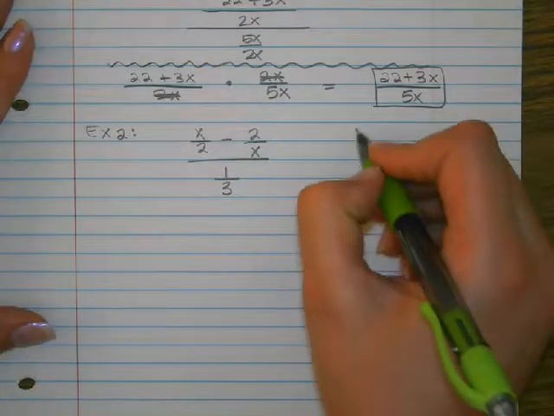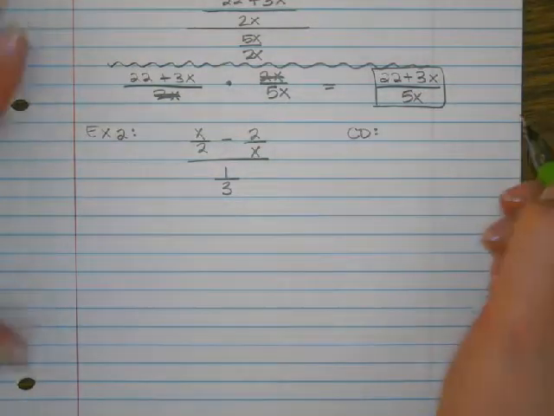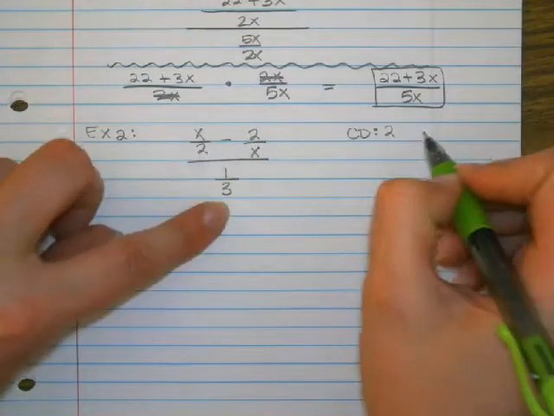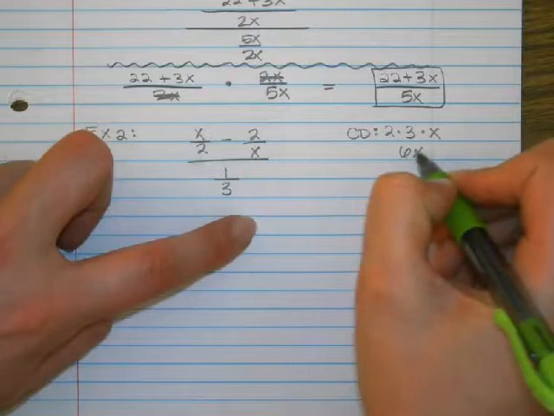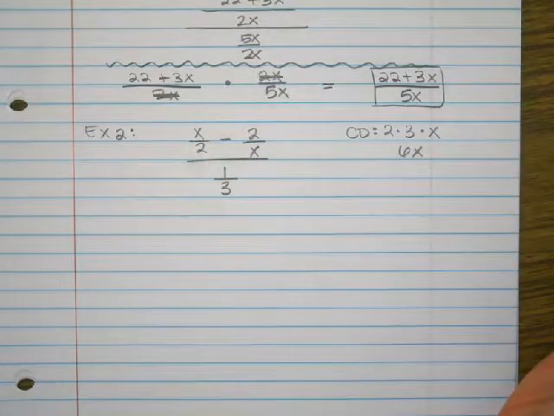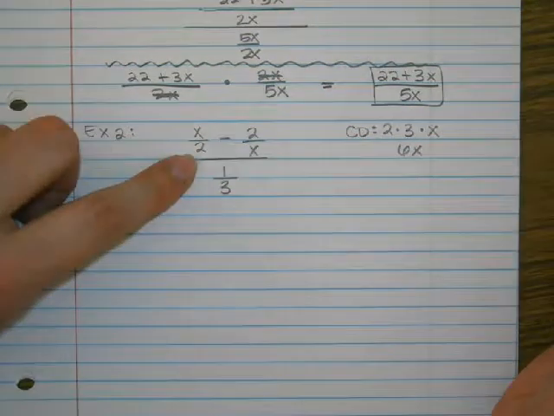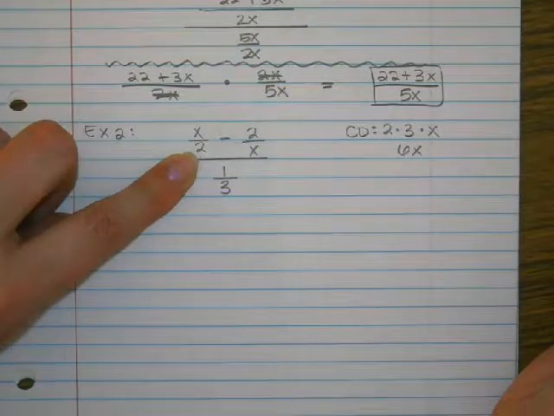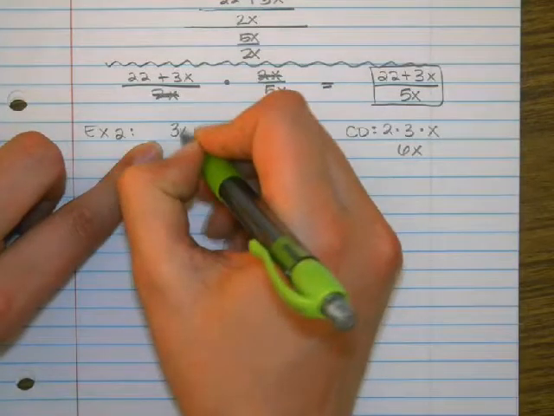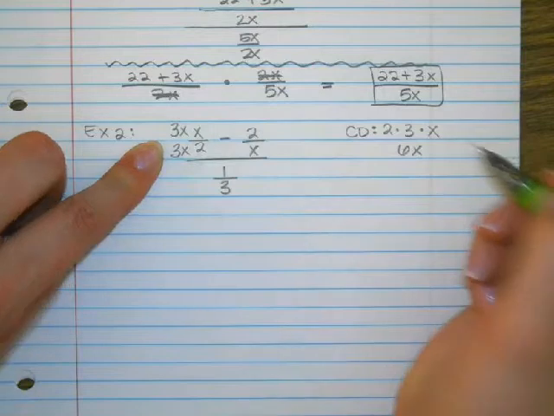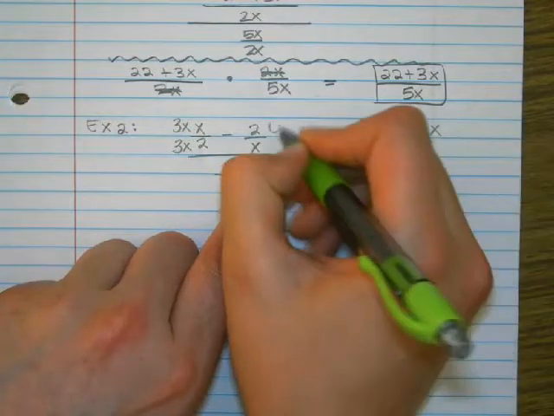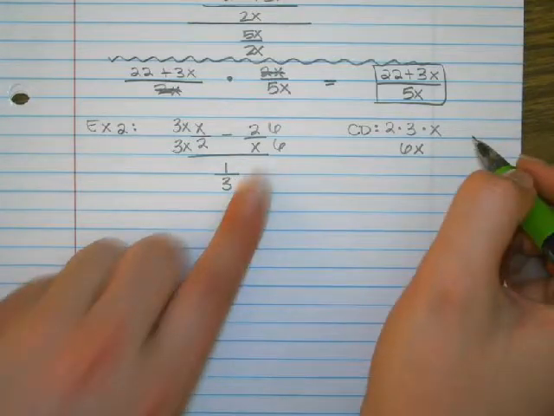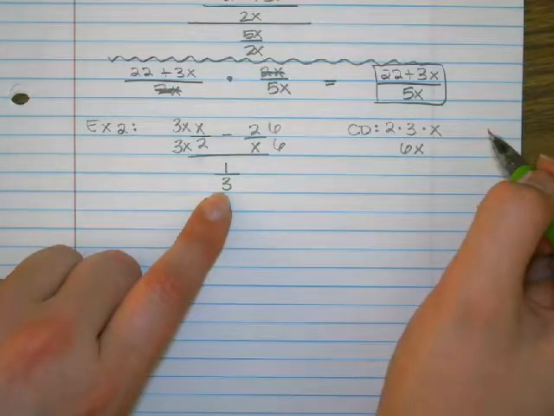Yes, it is 6 there. So our common denominator needs a 2, needs a 3, needs an x, and that gives us 6x for our common denominator. Okay. So this one has 2. What does it need? 3x. This one has an x. What does it need? This one has a 3. What does it need? 2x.